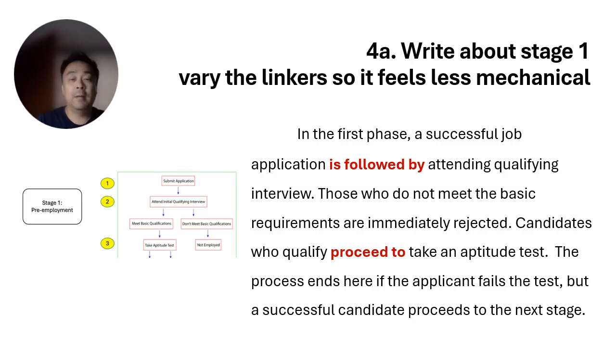So here, I could use other language other than first or next, and then a successful job application, step one, is followed by attending qualifying interview. Okay. Here, I don't need to make a whole sentence. I've used a noun phrase, a successful job application, rather than you apply for a job and you succeed. Followed by another noun phrase here, attending qualifying interview. Okay. Here, we also use the verb proceed to indicate we're moving from one step to the next step.